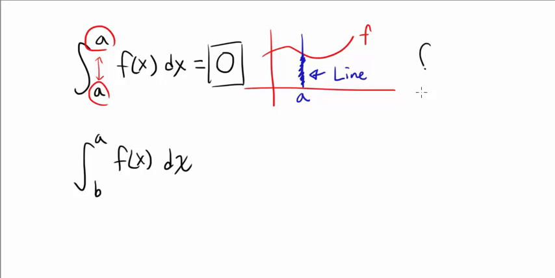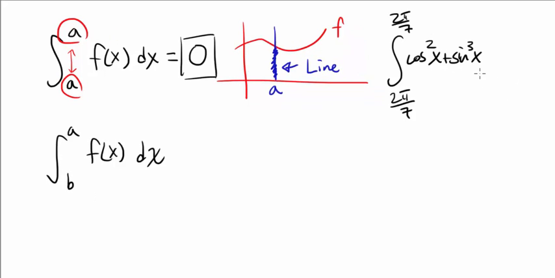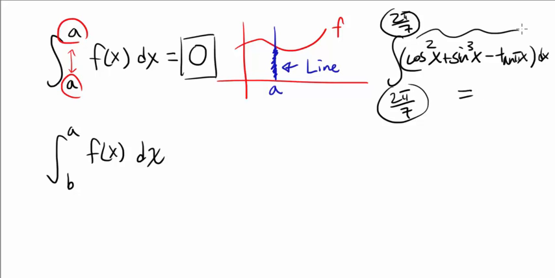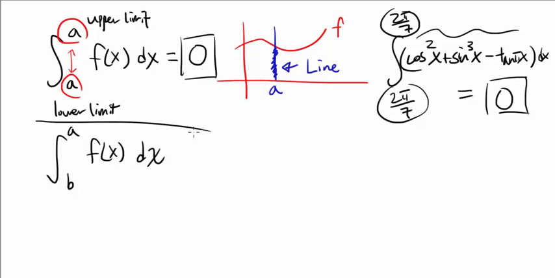So if you see a problem, the integral from 2 pi over 7 to 2 pi over 7 of cosine squared of x plus sine cubed of x minus tangent of pi x dx, you don't have to worry about this because you're going from 2 pi over 7 to 2 pi over 7. No matter what the thing inside is, this thing is going to be 0. So whenever you see the same thing repeated for the lower limit and the upper limit, the definite integral is going to be 0. Now let's look at the next one, which can be tricky.